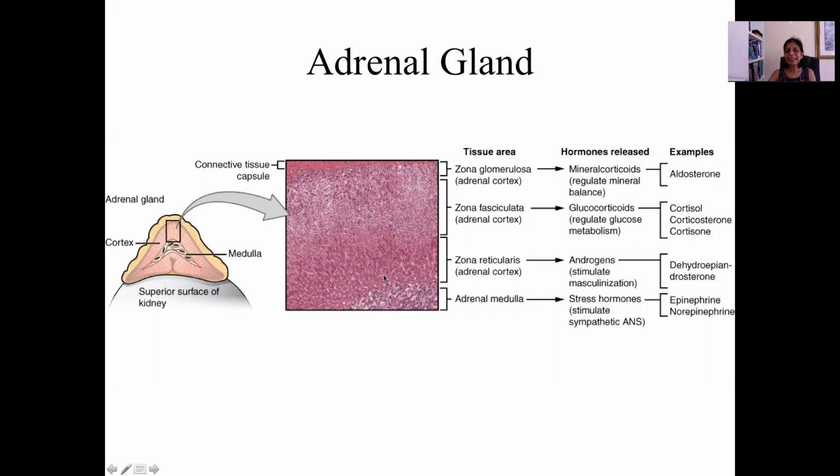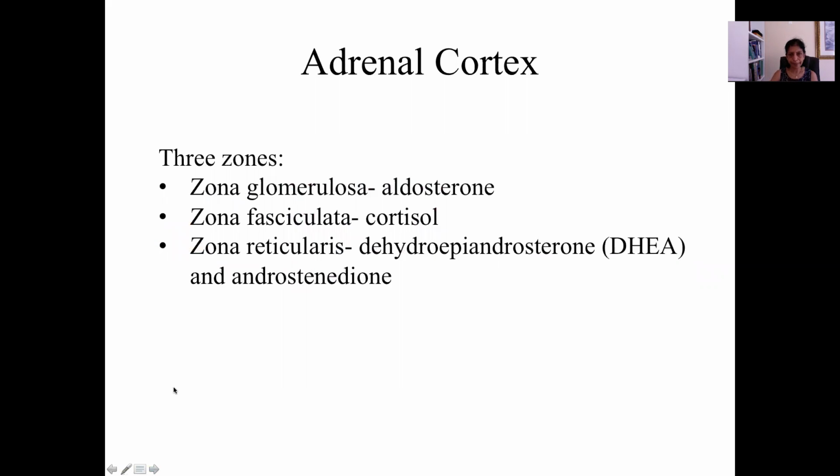And the deepest zone in the cortex is zona reticularis. It's a narrow band compared to fasciculata, and this is where a small amount of androgens are made. Dehydroepiandrosterone is one that's mentioned here. As I mentioned before, the adrenal medulla makes epinephrine and norepinephrine. We will talk about those hormones in detail very shortly.